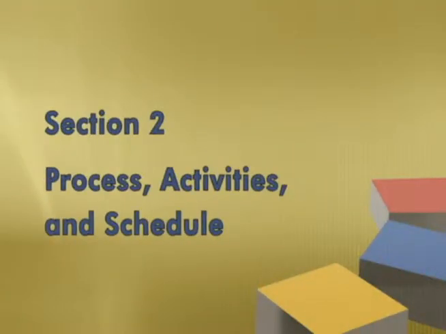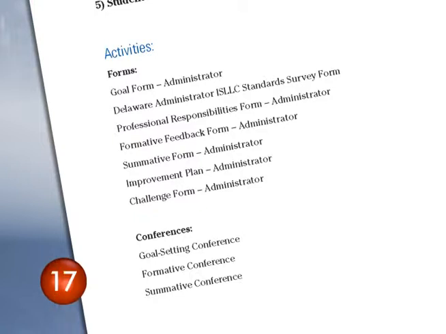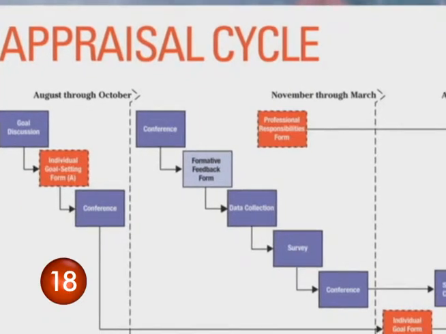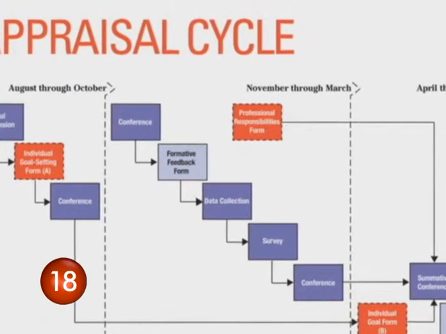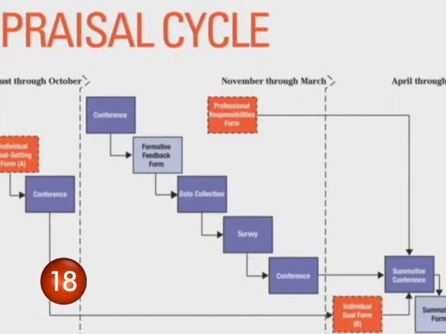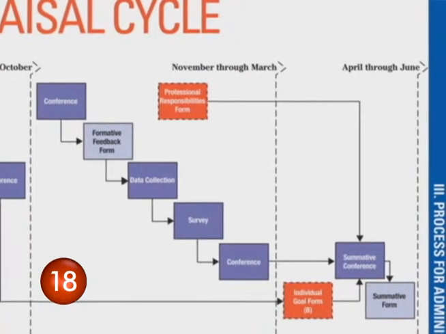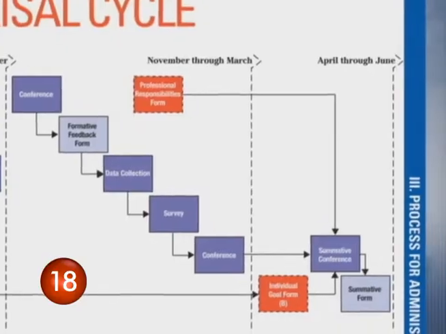Section 2, the Process section, covers the specific activities required by DPAS II and how they are scheduled. On page 17 of your guide, there is an overview of the specific activities of the process. We will explore these in detail in this section. See page 18 for a graphic illustrating the appraisal cycle. The time periods are suggestions. Refer to the guide for specific language regarding when any part of this process must be completed.